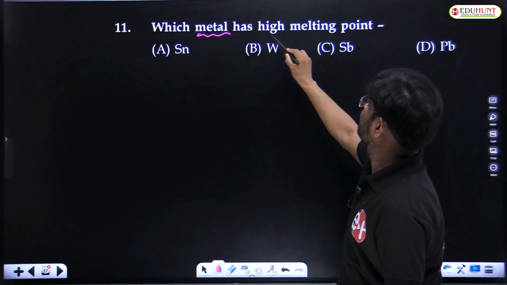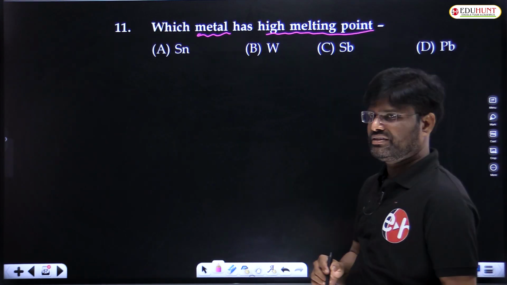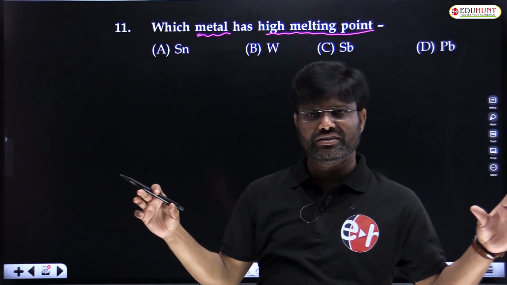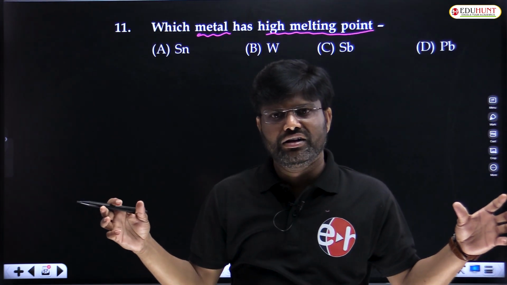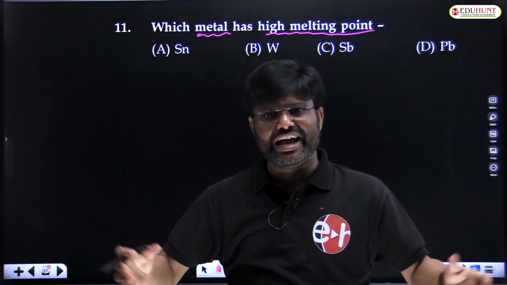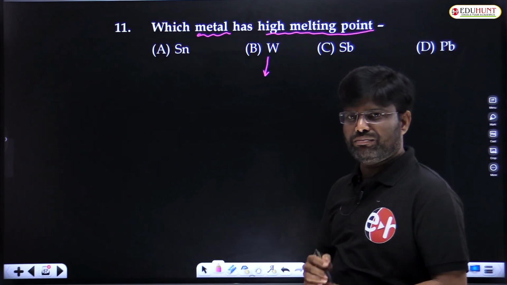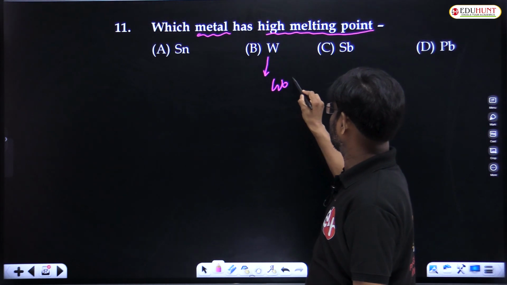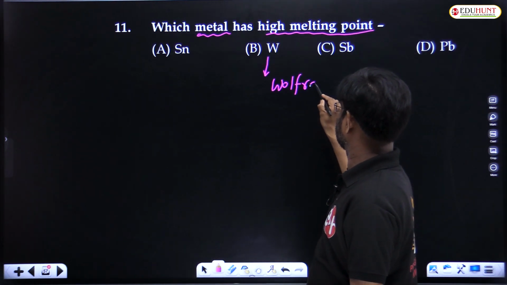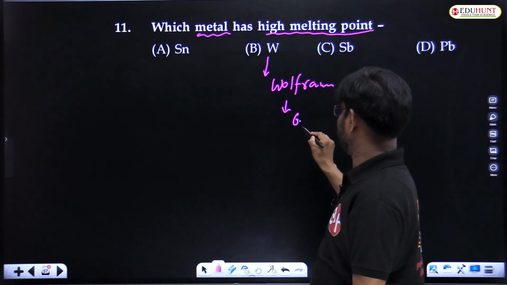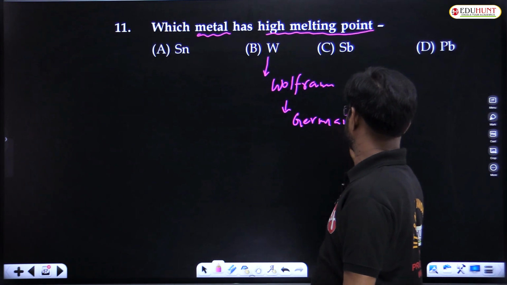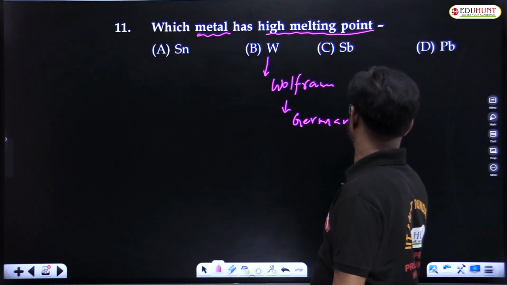Which metal has the highest melting point in the whole periodic table? Which is the highest melting point? That is wolfram. Wolfram is the German name.